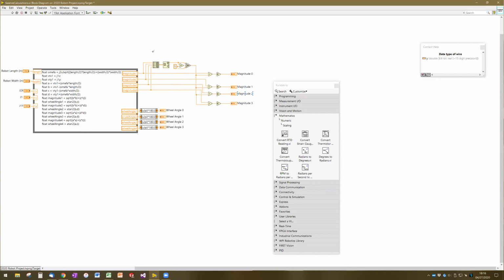Are there any questions about the rescaling of the powers or any other questions about the Swerve math calculations in here?